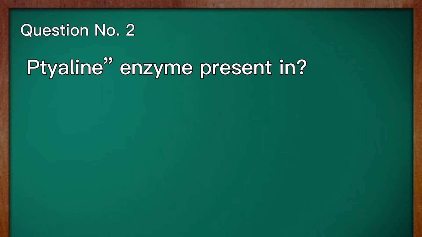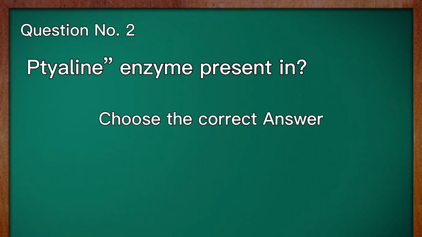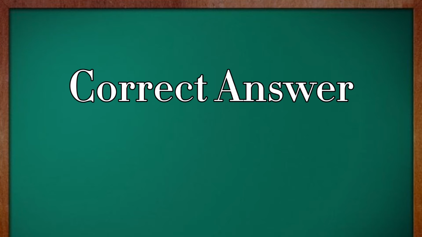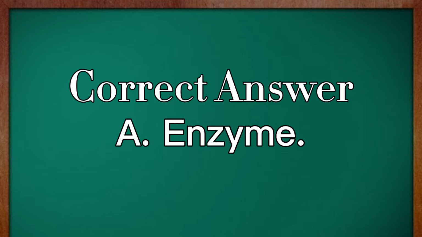Question number 2. Ptyalin enzyme is present in. Choose the correct answer. A. Saliva. B. Gastric juice. C. Pancreatic juice. D. Bile. Correct answer: A. Saliva.